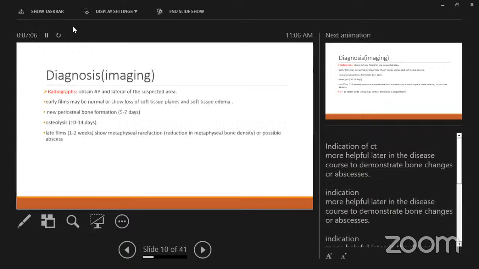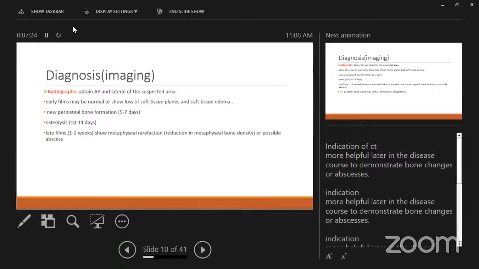Diagnosis, imaging: we start with simple radiograph. We obtain AP and lateral of the suspected area. Usually in early pain, it may be normal, or show loss of soft tissue planes and soft tissue edema. There is new periosteal formation at 5 to 7 days, osteolysis at 10 to 13 days.